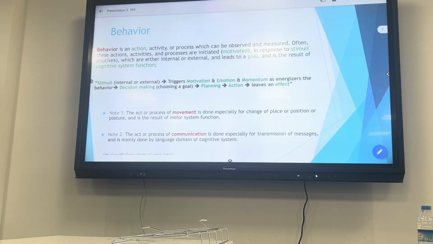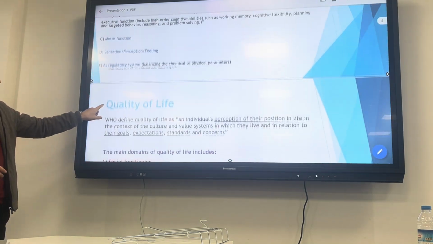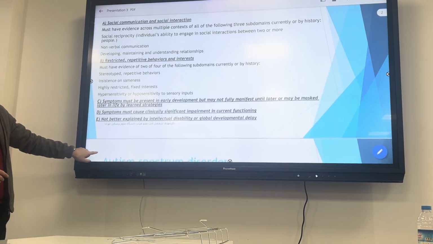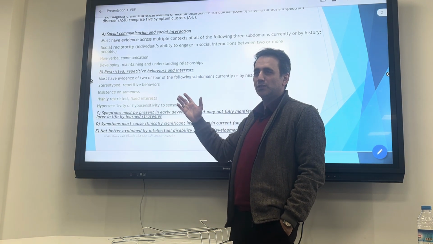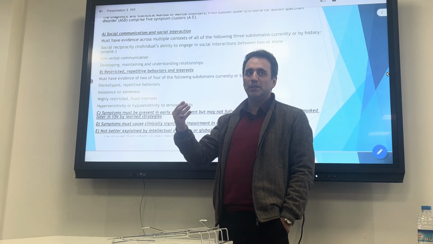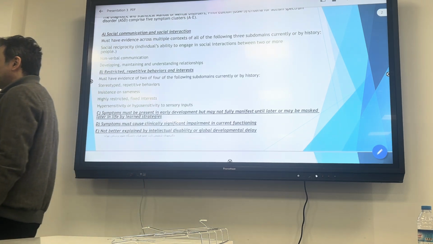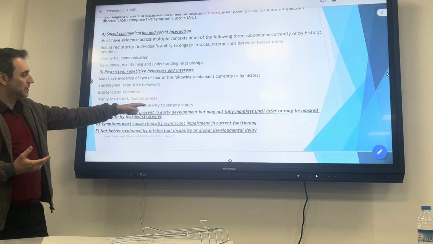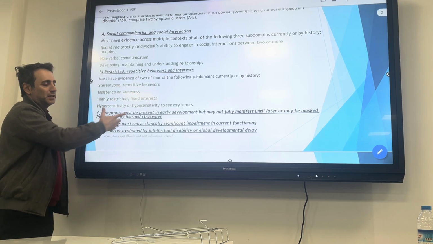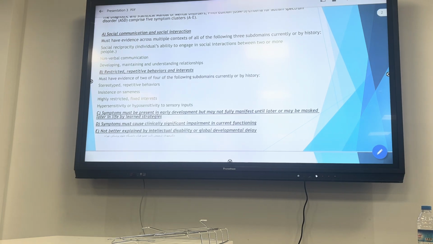What is a stimuli? See, in autism, hypersensitivity to sensory inputs. What is sensory inputs? Sensory stimuli. What you see, what you hear. See, in response to those stimuli, you act, you respond. Behavior. When you say restricted behavior, it means you do not respond to a lot of stimuli which are in your environment. You don't respond to them. We call it hypersensitivity to sensory input. We call it restricted behaviors. You don't respond to sensory stimuli.